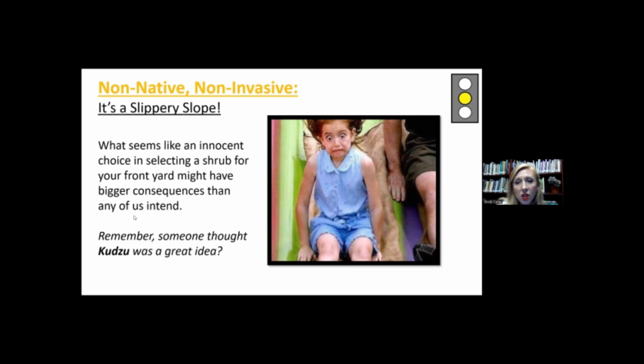So you see here, this is yellow. We've got a yellow traffic light here on this one. We just need to make sure that we use these plants sparingly and try to shoot for native plants if at all possible.